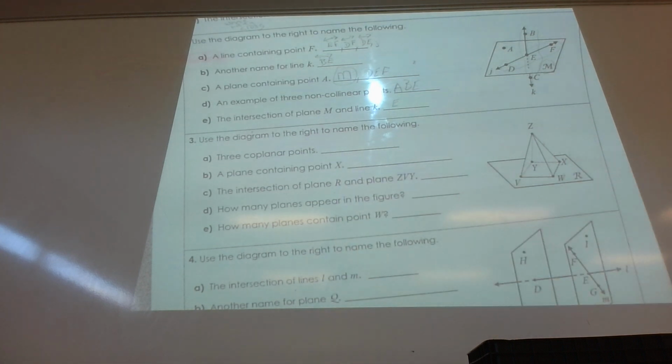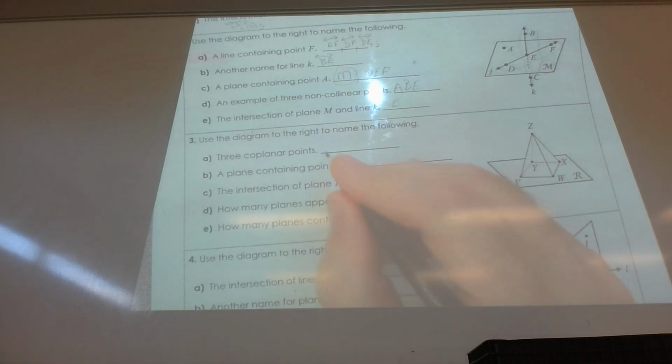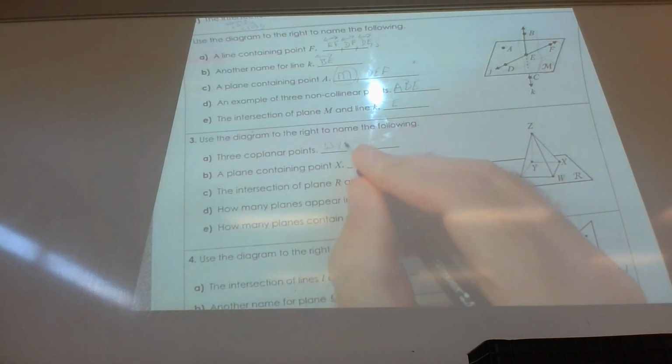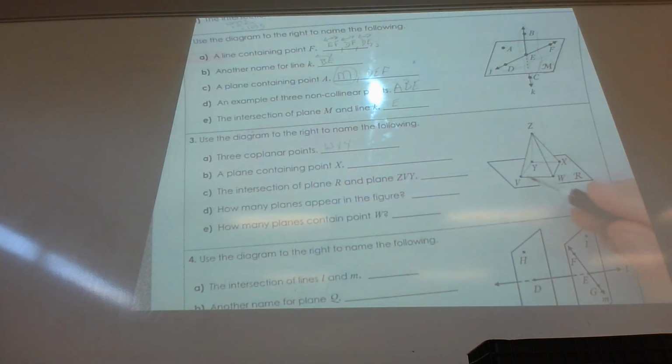So WXY. You could choose VXW, VYX, and any of those 4 points. Basically, the only one you can't use is Z. Now, R is not a point. It's the name of the plane. So that's why we can't choose R. Z is above the plane. It's not inside that shape. So that's why we can't use that.